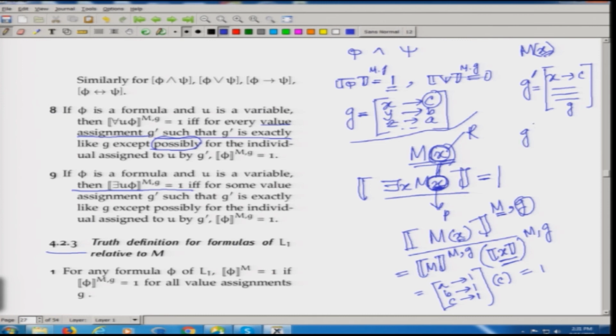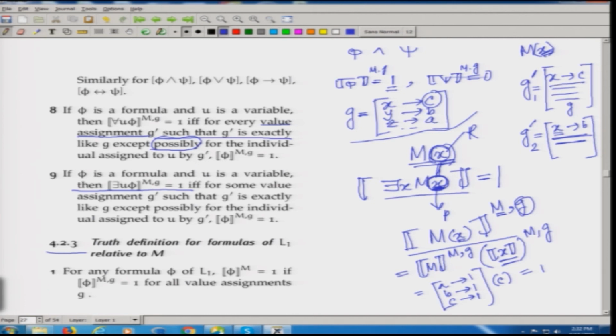And then if this is g prime 1, which is g itself, g prime 2 could be x gets b, others remain the same. You see here, it is possibly different. It is exactly like g, because all other things remain the same, but when it comes to the active variable x, it changes. So, g prime is exactly like g except possibly for the individual assigned to u by g prime. Here u is our x in this case; u is the active variable.